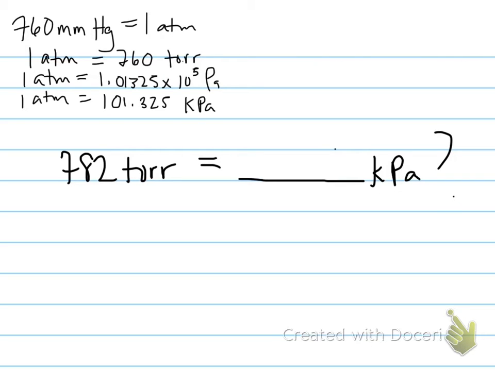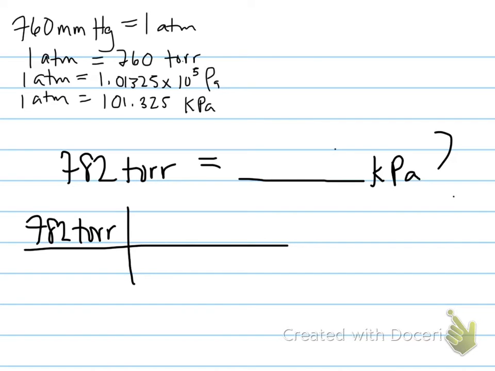It is just a simple factor label. So what do you start with in any factor label? Given. 782 torr. Units to cancel on the bottom: torr. Units to go into on the top: kilopascals. But wait, you say, I don't seem to have a direct conversion between torr and kilopascals.